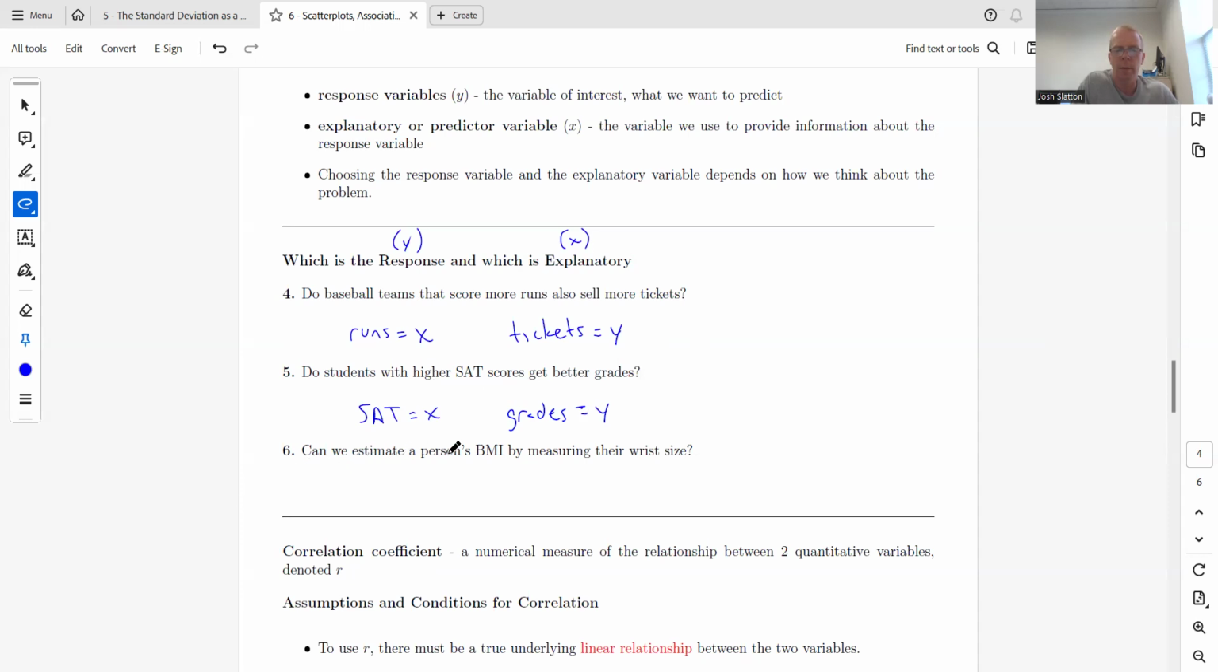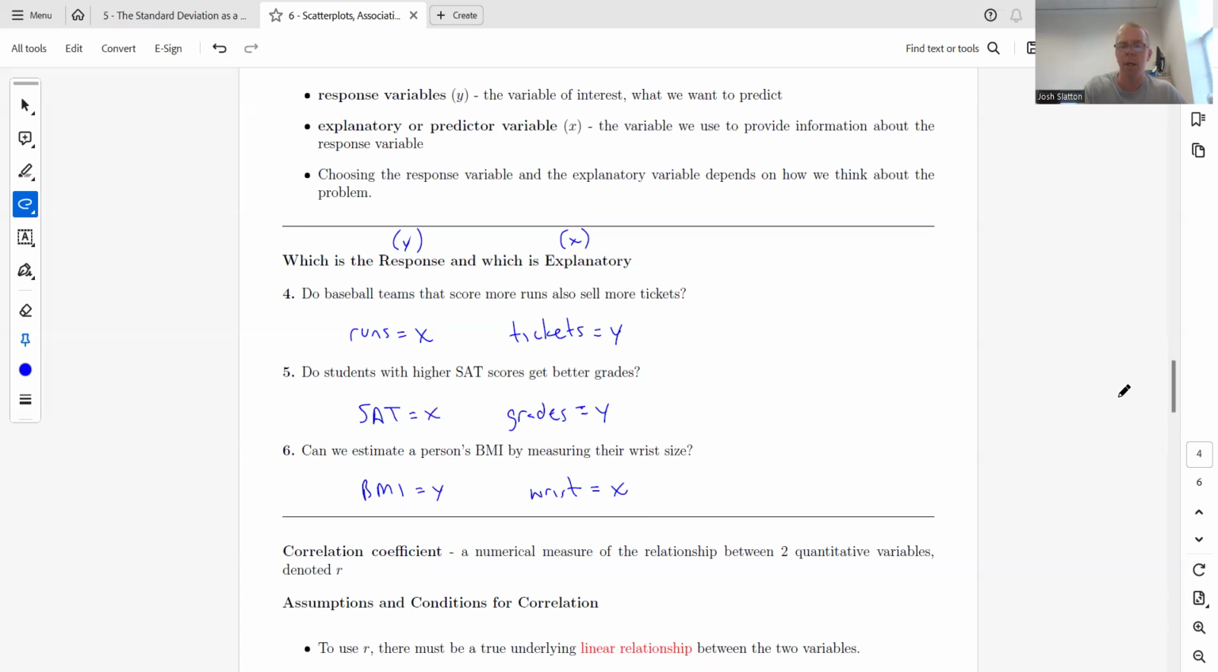Number 6, can we estimate a person's BMI by measuring the wrist size? So we have BMI and we have wrist size. And in this case, we're going to estimate the BMI. So that one has to be the Y. We're estimating something, it has to be the Y. That's always what we're estimating. That's always what we're predicting.